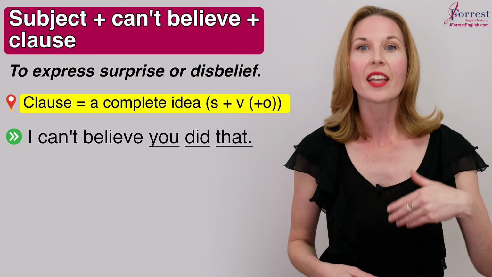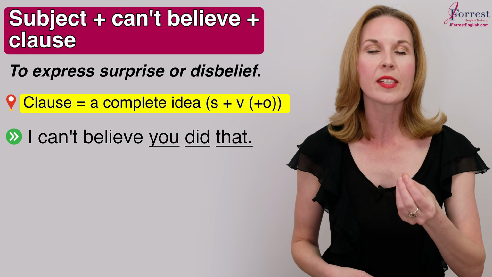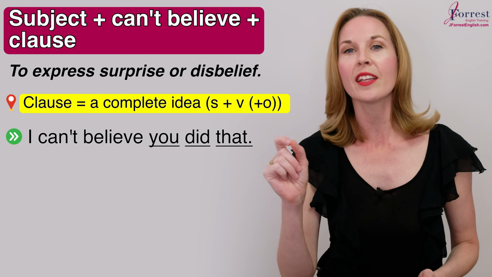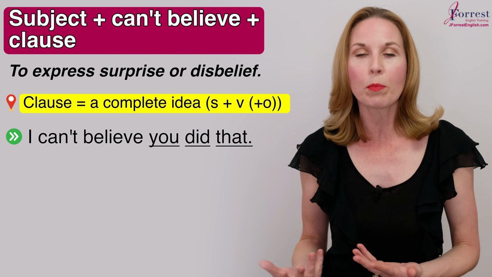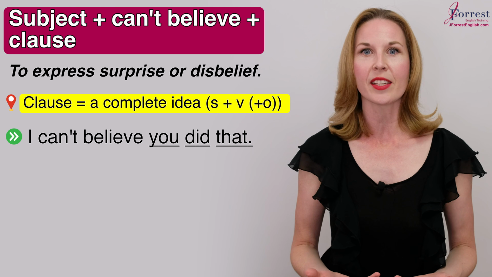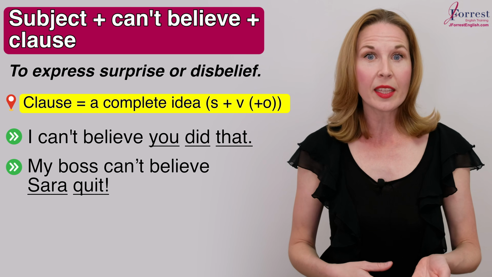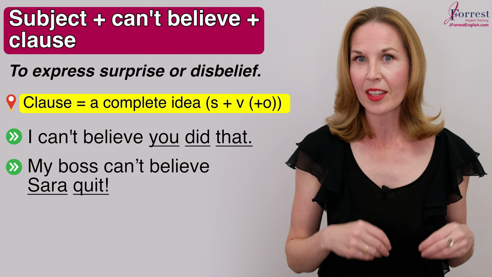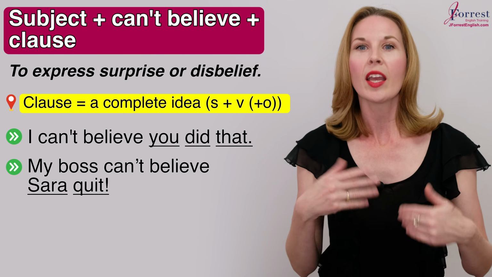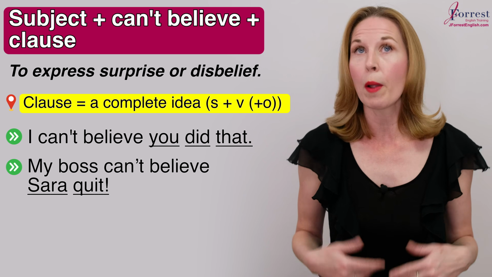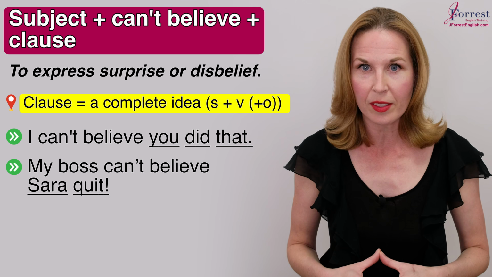So subject, can't believe. Notice that pronunciation, can't believe. And then the clause, you did that. That's the clause. It's a complete idea. Let's change the variables and form a new sentence. My boss can't believe Sarah quit. So now the subject is my boss. We still use can't believe, and now you need a clause. Subject, verb, Sarah quit. My boss can't believe Sarah quit.